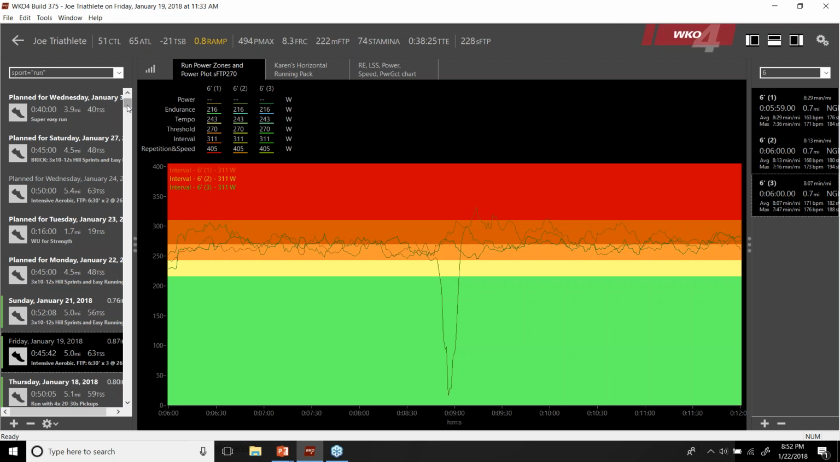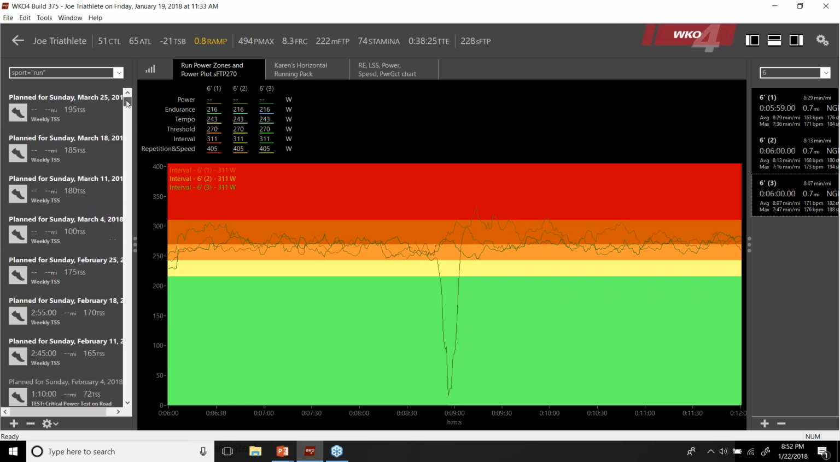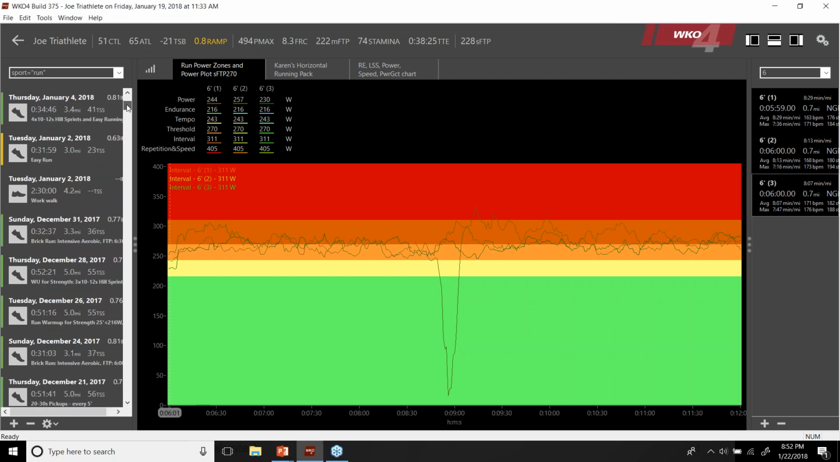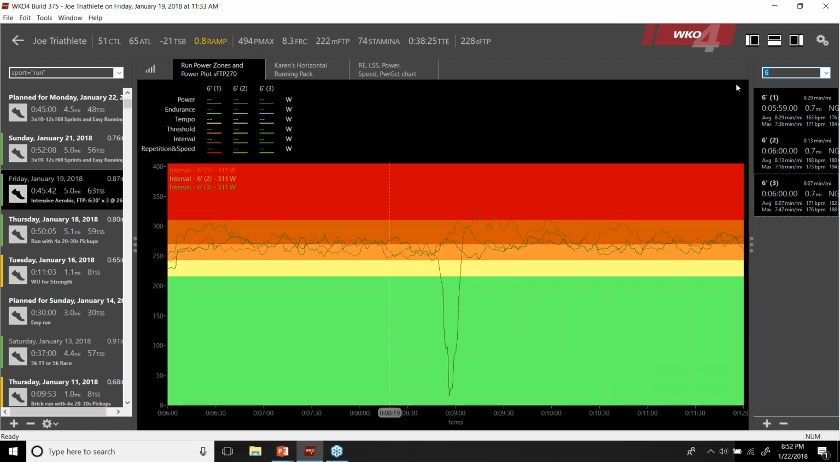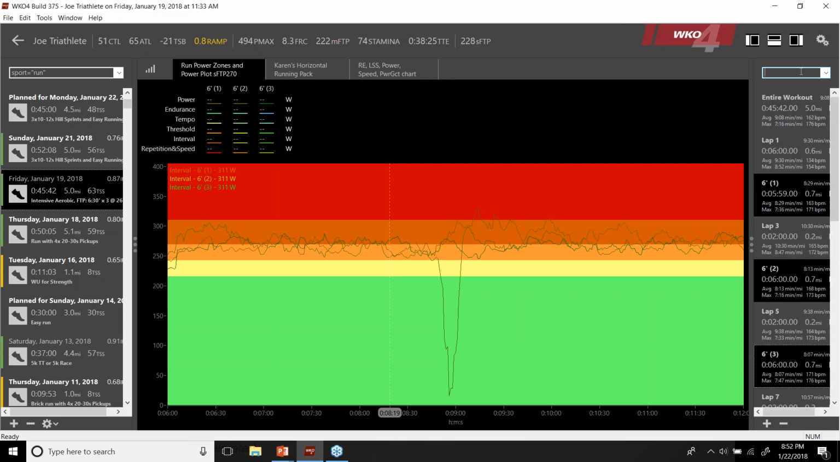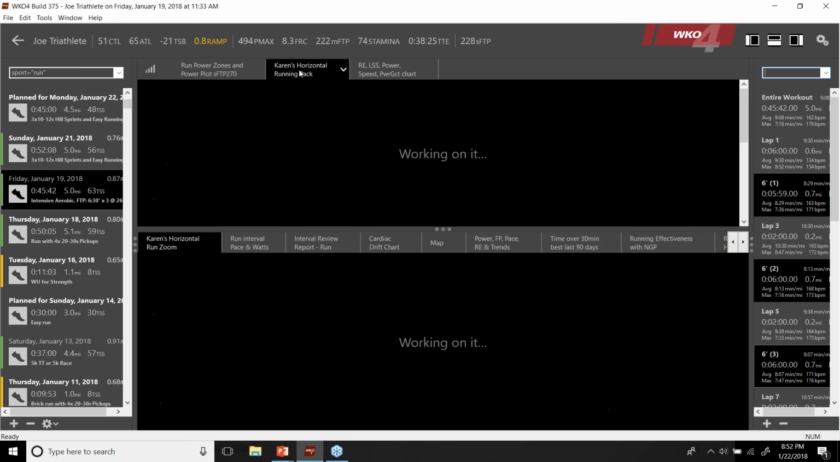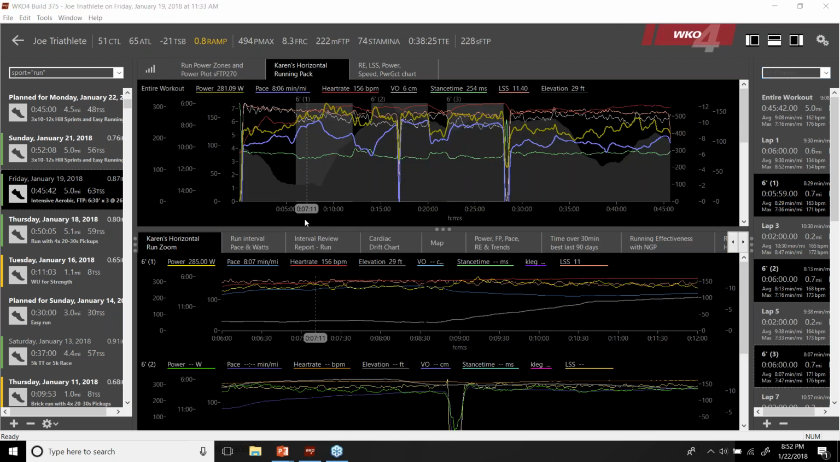All right. I think I might have already selected it. Let's see. I have to move this. These are all planned workouts. Run January 19th is selected. Great. Okay. So I'm just going to not select that because I want to look at the entire workout. Actually, while I have all of these selected, let's go into the running pack, and then I'll go back to the other one.